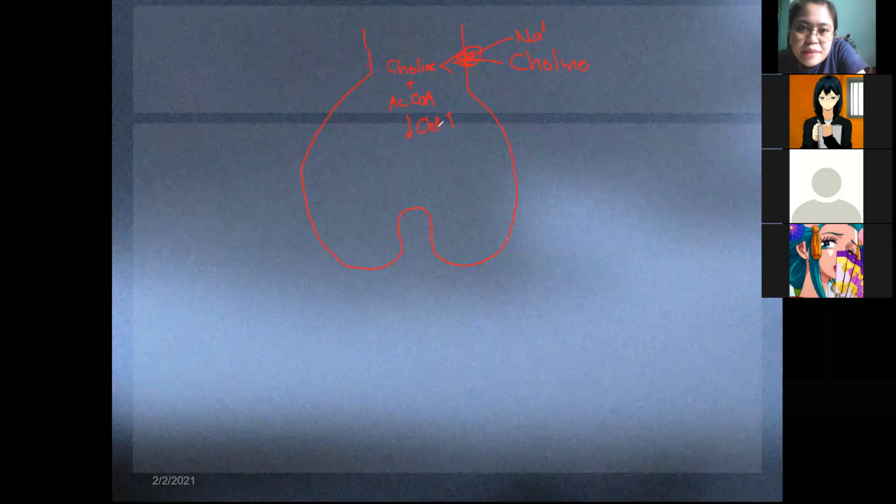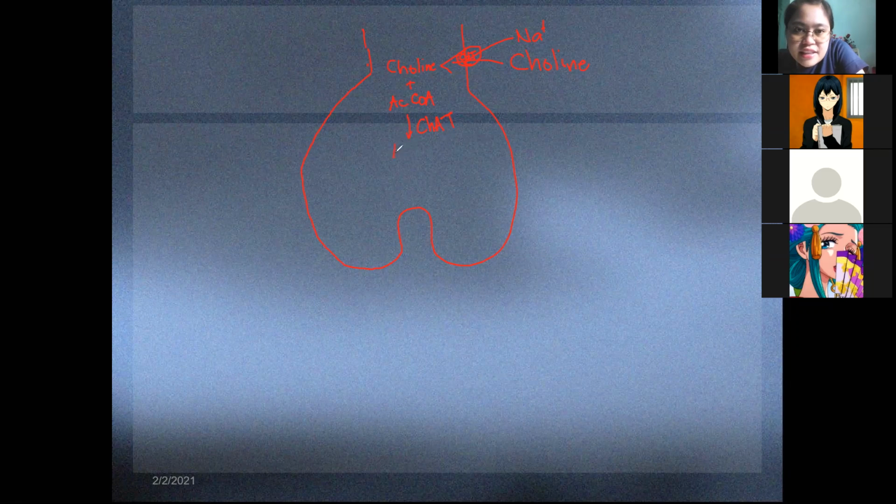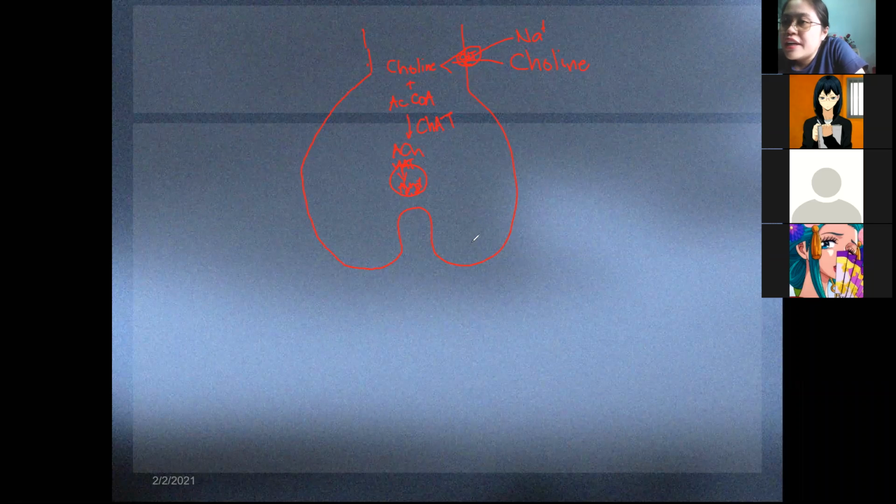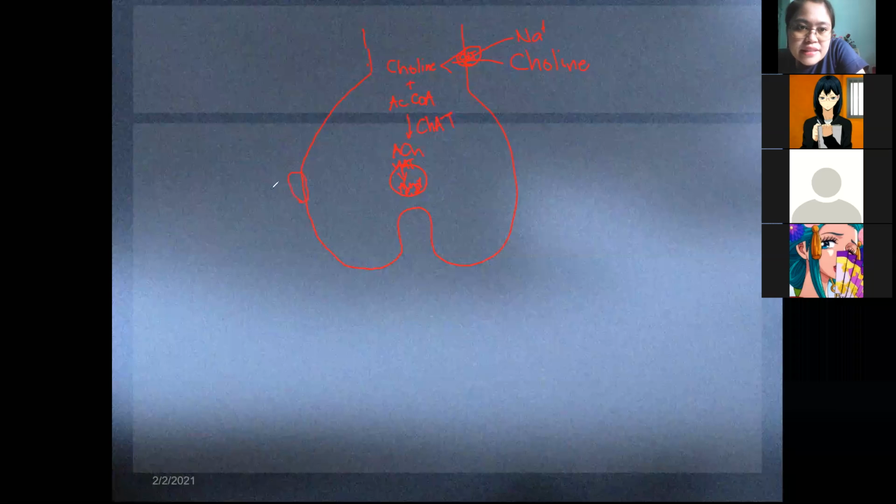Okay, with the help of the enzyme called ChAT, or choline acetyltransferase, acetylcholine will be produced. Now, once acetylcholine is produced, the next step will be the storage. We store it inside the vesicle using the transporter called VAT, together with proteoglycan and ATP. After the storage, acetylcholine needs to be released, and before that happens, there needs to be calcium influx.